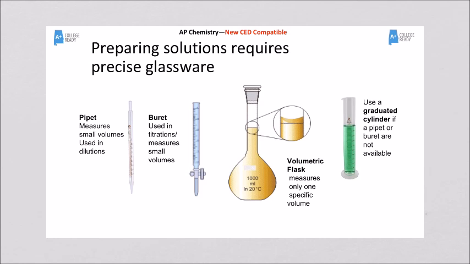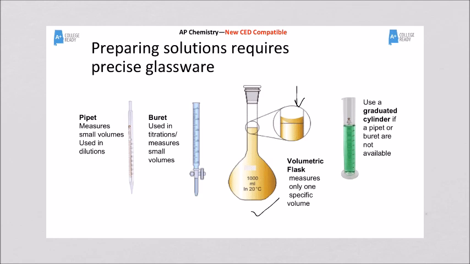Now when we're making solutions, you might have to, on an AP question, describe how to make a different kind of solution. So I put up some samples of glassware that are most commonly used to make solutions. First of all, the volumetric flask is really required. A volumetric flask measures one volume very precisely. If the label says 1,000 milliliters and I needed to make a liter of solution, I want to choose that size volumetric flask.